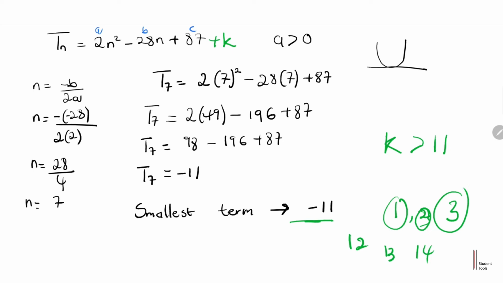And that is just how we determine the values of k. K should be greater than 11. Yeah, we're gauging that using the smallest term. Right, now let us move on to question 3.